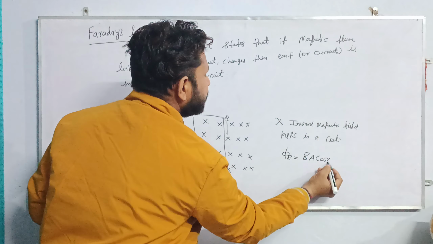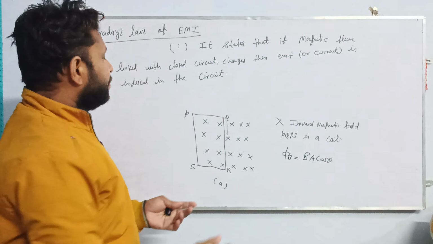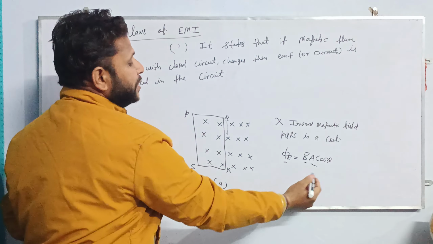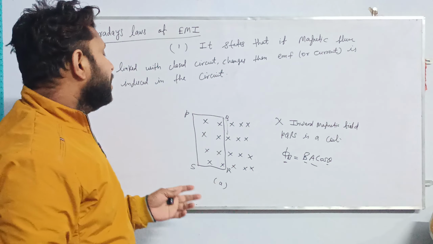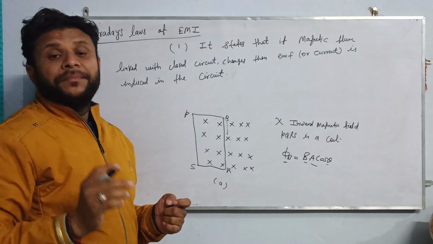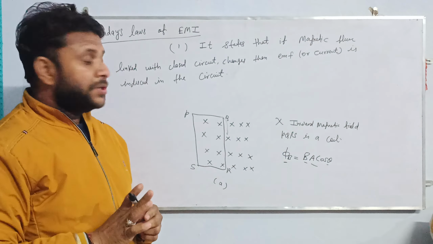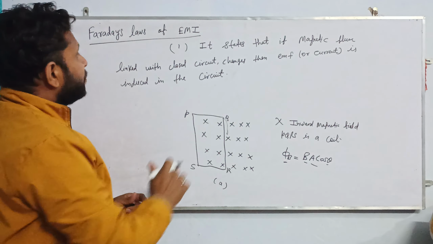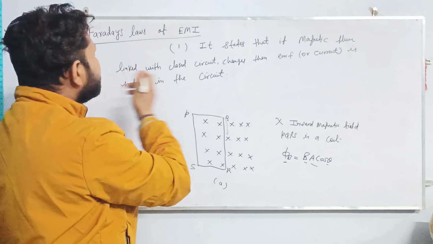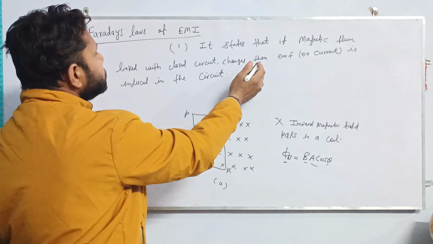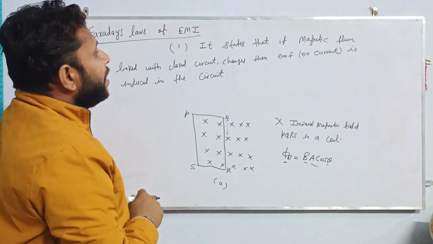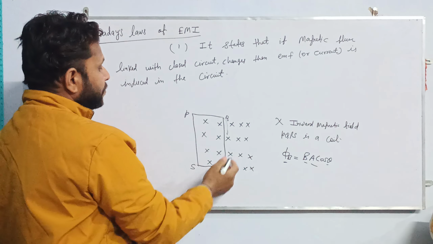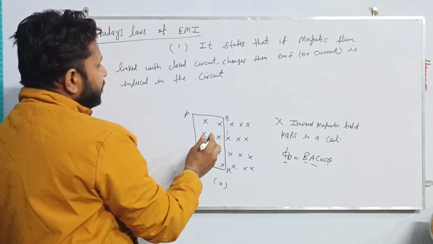BA cos theta. Okay students, if A changes then flux changes, if B changes then flux changes, and if theta, the angle between the magnetic field and the area vector, changes, the flux changes. So it states that if the magnetic flux linked with a closed circuit changes, then EMF or current is induced in the circuit. So here EMF or current is induced.